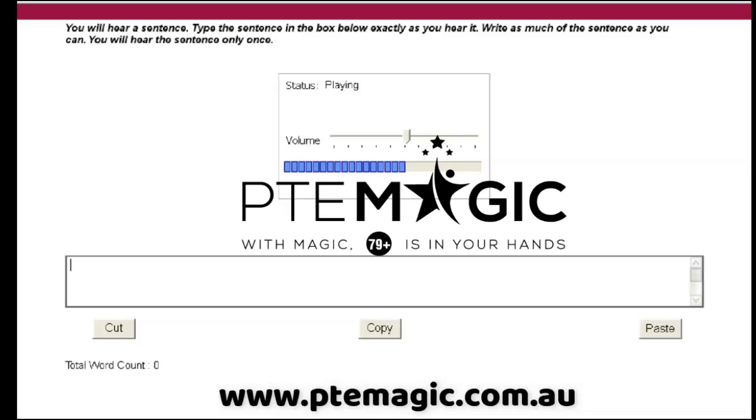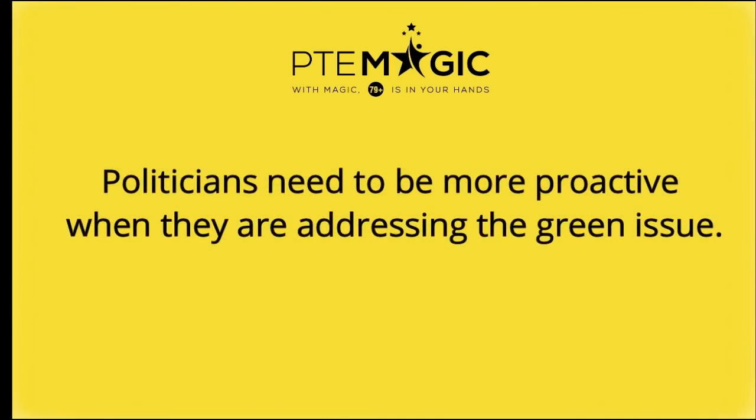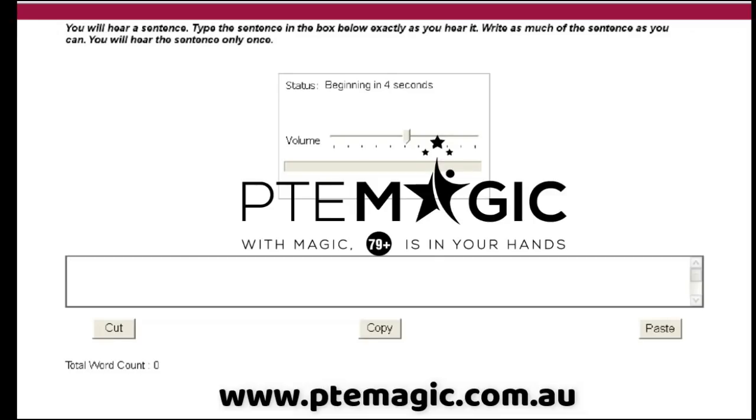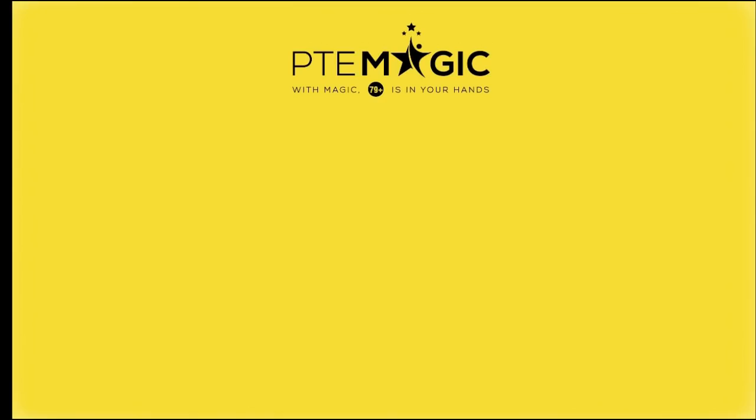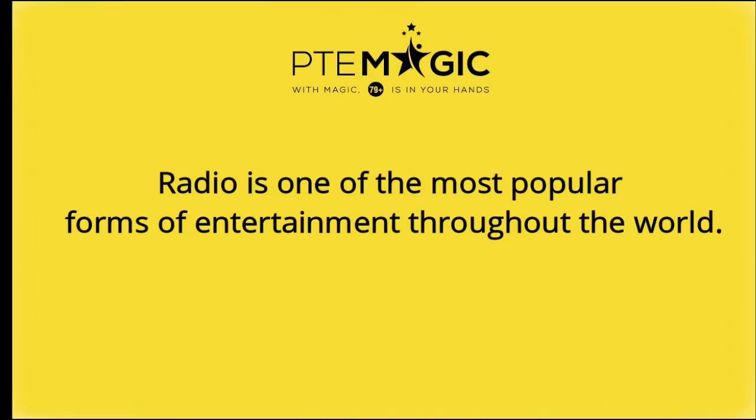Politicians need to be more proactive when they are addressing the green issue. Radio is one of the most popular forms of entertainment throughout the world.